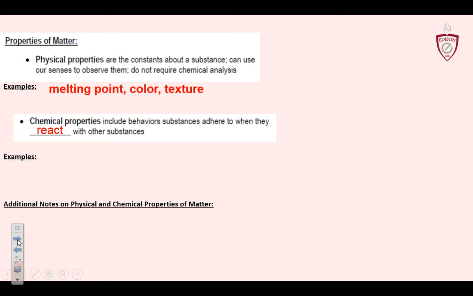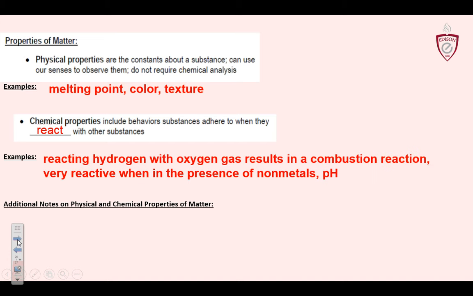Now, chemical properties include behaviors substances have when they react with other substances. For example, reacting hydrogen with oxygen results in a combustion. Very reactive in the presence of nonmetals and pH. Or things like rust, iron rusts. A reaction is like an action verb. Okay, it changes into something else that it wasn't before. So a chemical property requires you working with reactions. A physical property requires you observing with your five senses and minimal measuring.